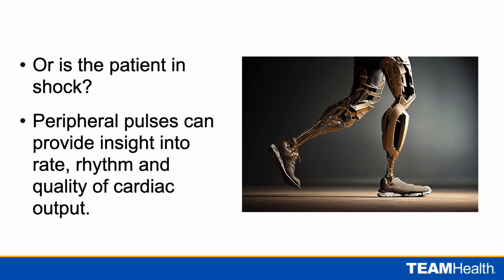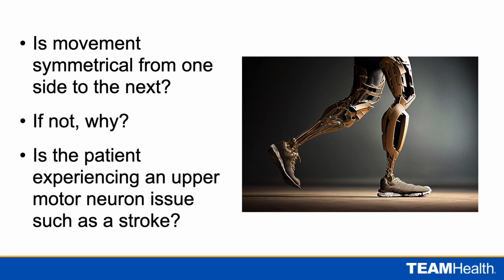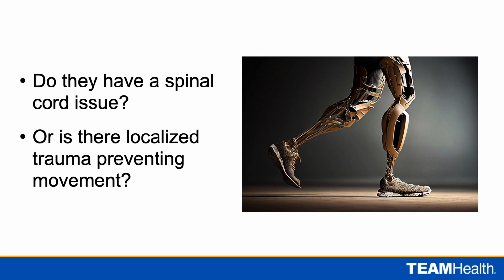Peripheral pulses can provide insight into rate, rhythm, and quality of cardiac output. Is movement symmetrical from one side to the next? If not, why? Is the patient experiencing an upper motor neuron issue such as a stroke? Do they have a spinal cord issue? Or is there localizing trauma preventing movement? The extremities can provide insight into the neurological, cardiovascular, and musculoskeletal systems. Therefore, the examination of this area is of utmost importance, especially in the undifferentiated emergency department patient.